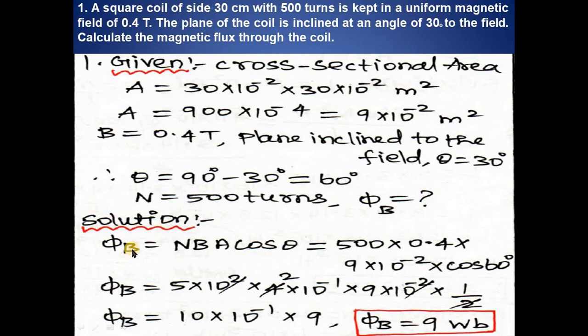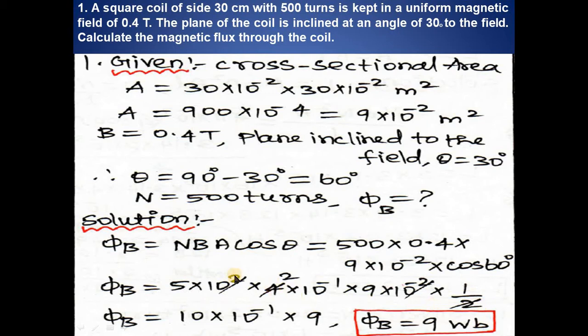So the solution: what is the formula for the magnetic flux? Phi B is equal to NBA cos theta. Here N value is 500, B value is 0.4, A value is 9 into 10 power minus 2, into cos 60 degrees. Cos 60 degrees value is 1 by 2. So 500 can be written as 5 into 10 square, 0.4 can be written as 4 into 10 power minus 1, into 9 into 10 power minus 2 into 1 by 2.